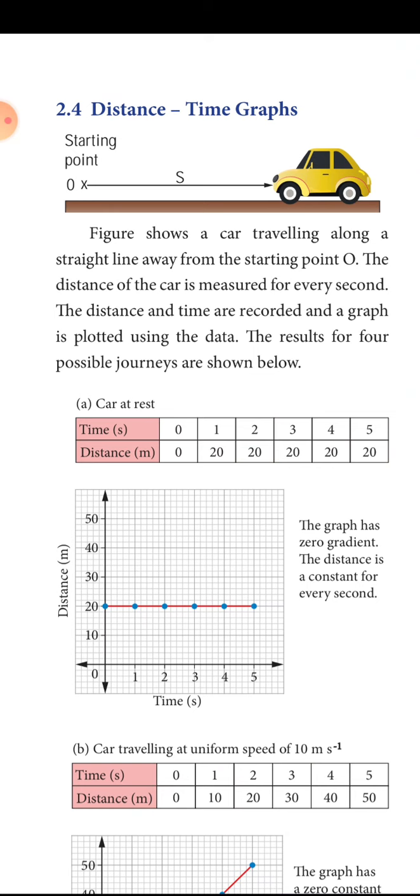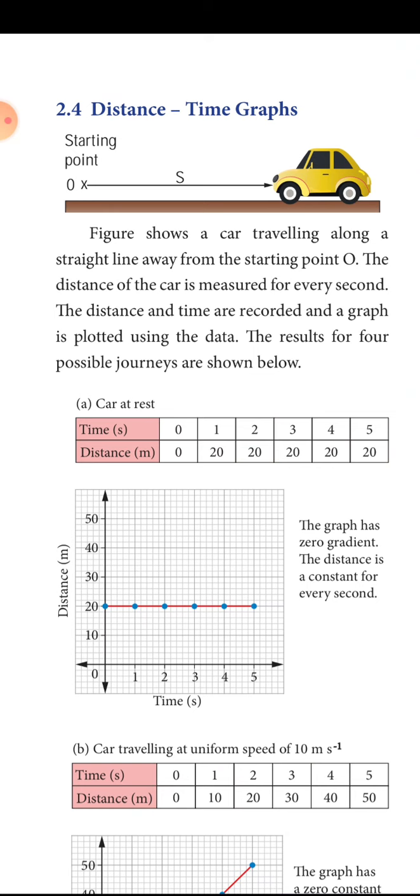You are seeing a car on the page moving from the starting point. The figure shows a car traveling along a straight line away from the starting point. The distance of the car is measured for every second. The distance and the time are recorded in the graph using the tabular column.